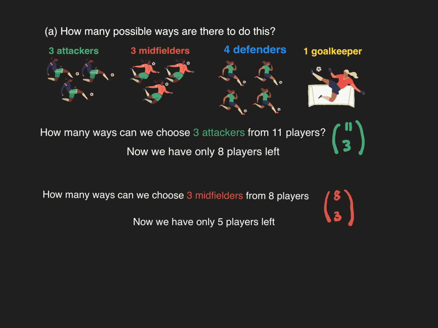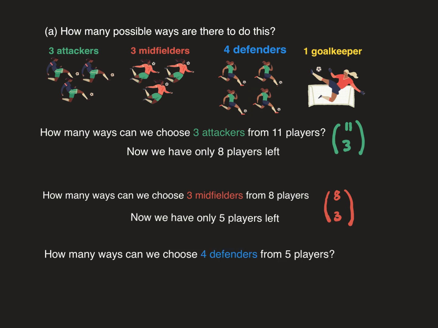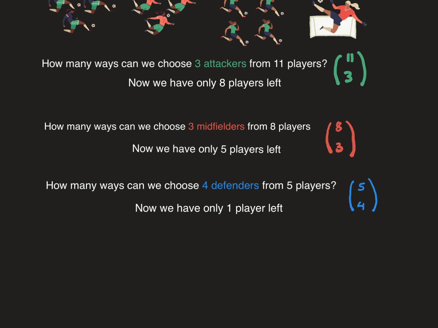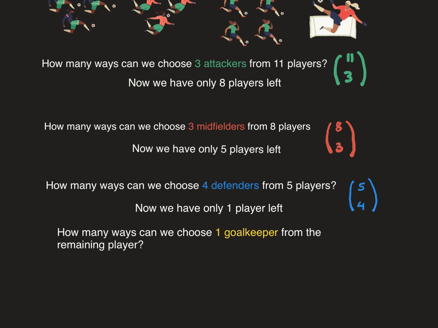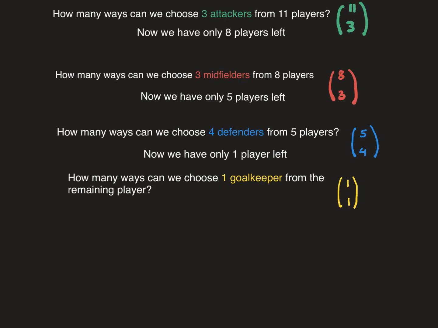We can do this by choosing 3 from 8. Well, now we have only 5 players left. And so in how many ways can we choose 4 defenders from the 5 players? Well, we will have a combination. We need 4 to choose, and we've got 5 players to choose from. And so now we only have 1 player left. How many ways can we choose 1 goalkeeper from the remaining player? Well, this is very obvious, but we can still write it in a combination form by writing 1 player and 1 to choose from.